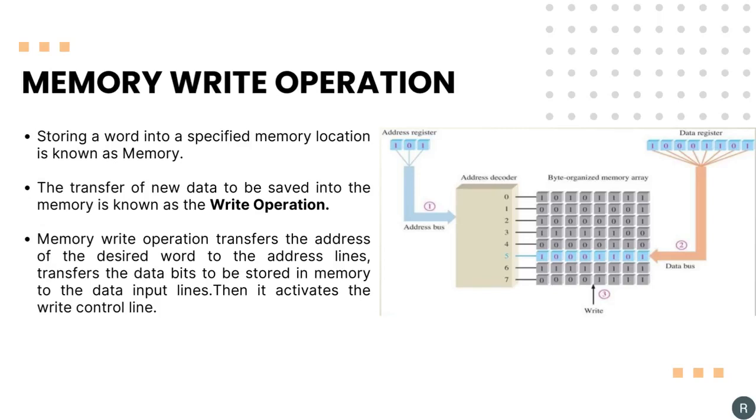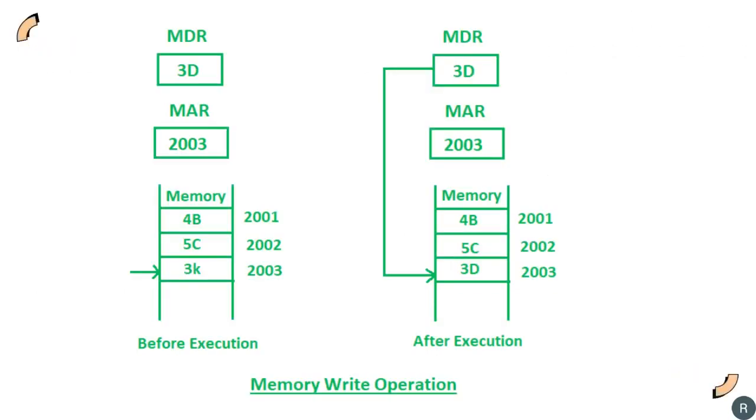Its other explanation is that address code 101 is placed on the address bus and address 5 is selected. The data bytes is placed on the data bus. Then write command causes the data bytes to be stored in address 5, replacing previous data. This image describes the write operation. In this image, the MAR contains 2003 memory location and MDR contains 3D in the image of before execution. After the execution, the write instruction will be written at 2003 memory location.